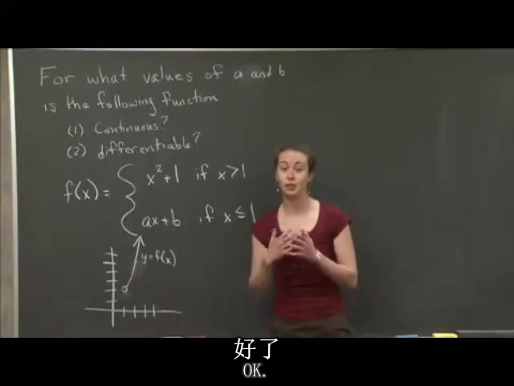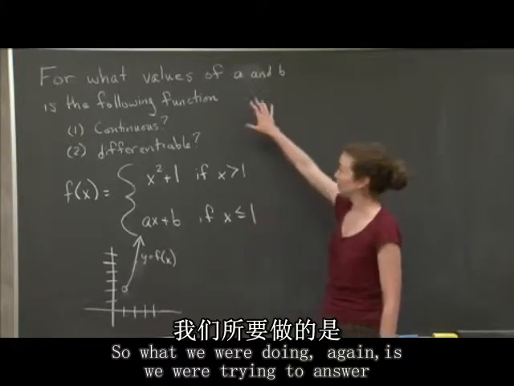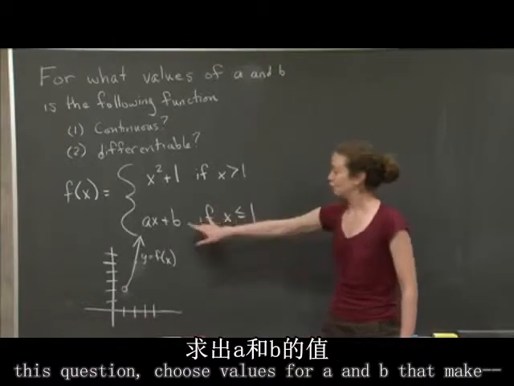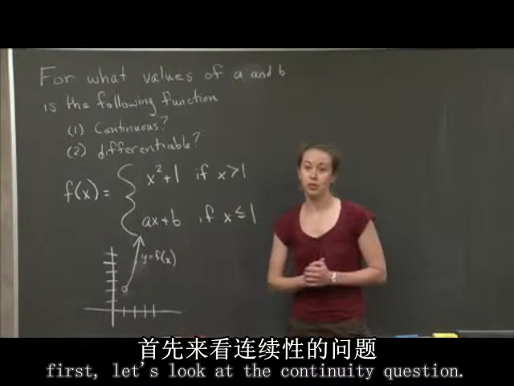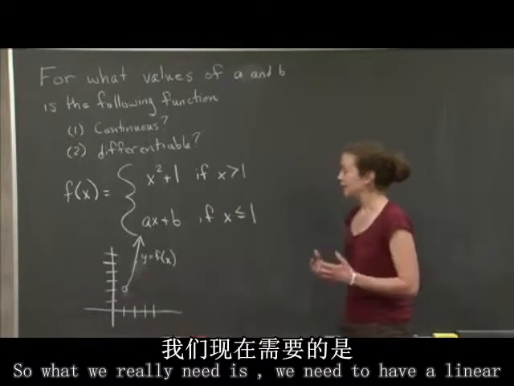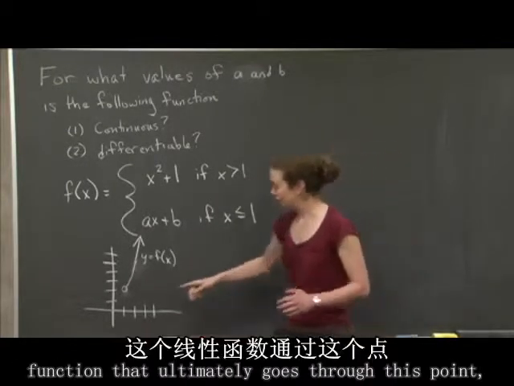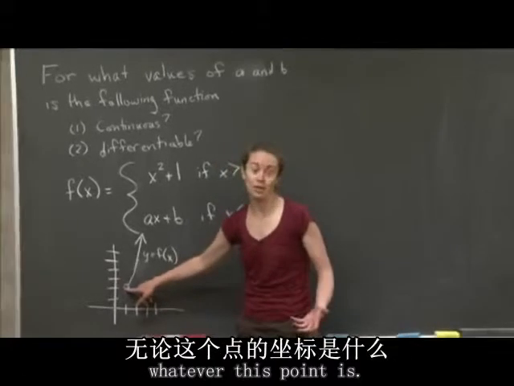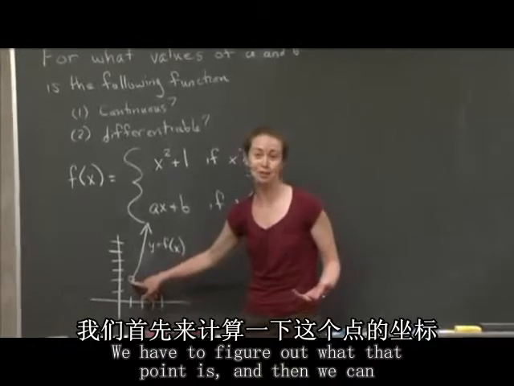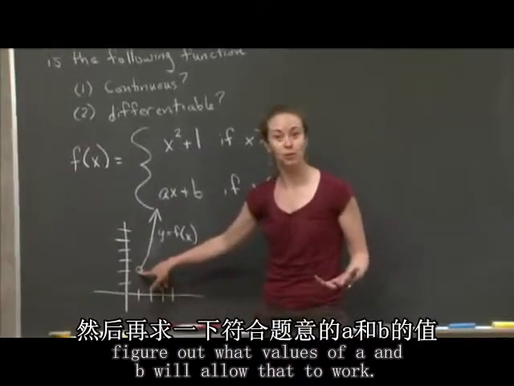Okay, so what we were doing again is we were trying to answer this question, choose values for a and b. First, let's look at the continuity question. So what we really need is a linear function that ultimately goes through this point, whatever this point is. So we have to figure out what that point is, and then we can figure out what values of a and b will allow that to work.